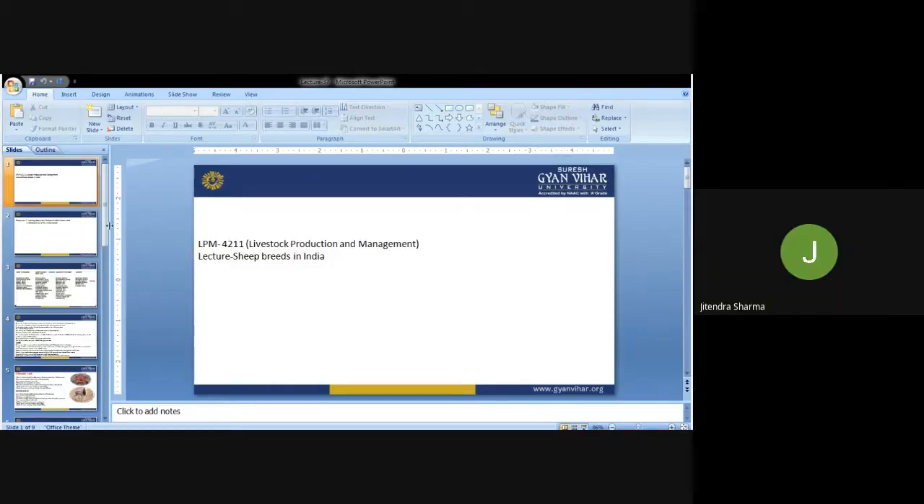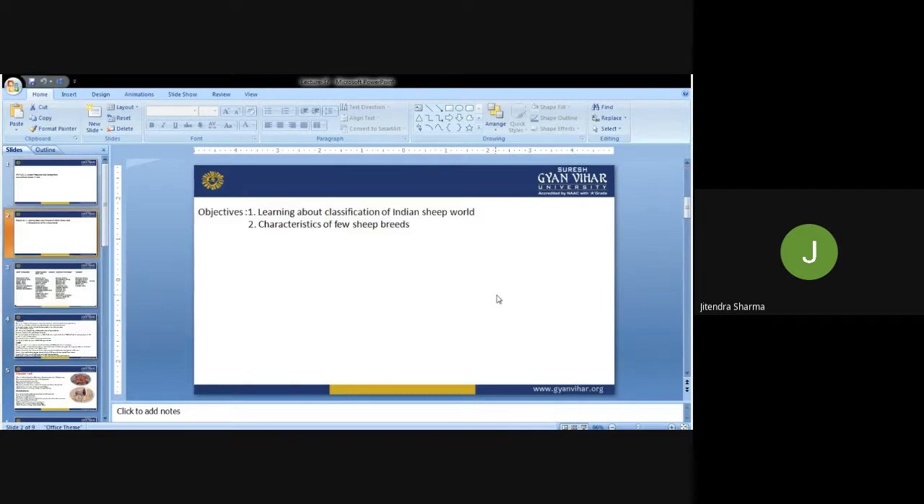So, good evening, students. Today, we have selected the lecture on sheep breeds in India. In this lecture, we will discuss the Indian sheep, their characteristics, and the classification of the sheep population in our country under the course of livestock production and management. The objective of learning is that we will learn about the classification of the Indian sheep herd and the characteristics of a few Indian sheep breeds.